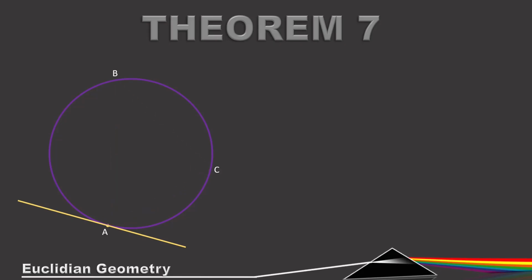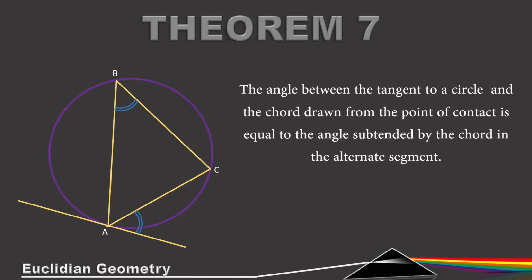We can do it from the other side as well. We can draw a chord AC, and that forms an angle between the tangent and the chord. And then if we subtend an angle to B, that angle will be equal to the angle formed between the tangent and the chord. So it says that the angle between the tangent to the circle and the chord drawn from the same point of contact is equal to the angle subtended by the chord in the alternate segment. And your reason is simply the tan-chord theorem.